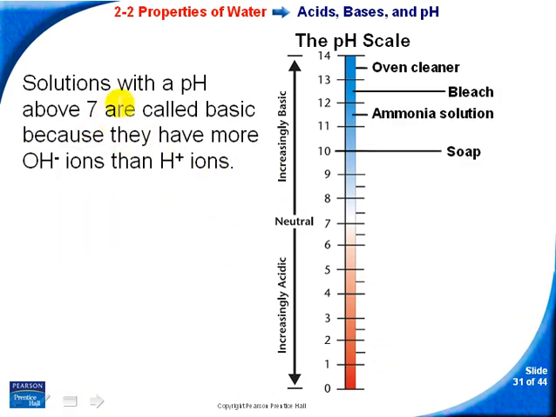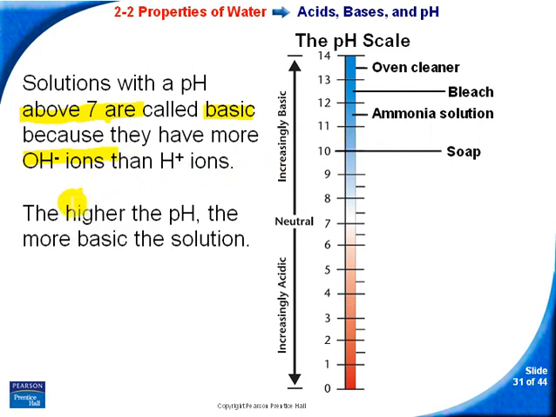Now solutions with a pH above 7 are called basic because they have more hydroxide ions than hydrogen ions. So the higher the pH, the more basic the solution. You can see some of them are soap, ammonia solution, bleach, oven cleaner. You can see a theme running through this. These are all things that you clean with.